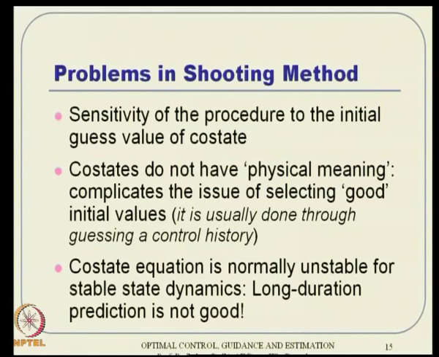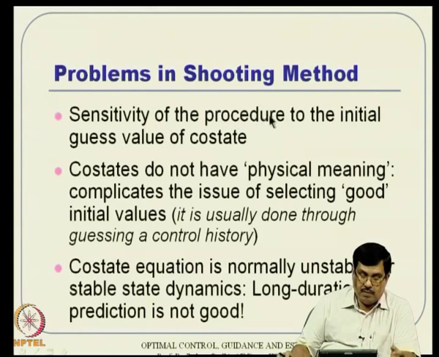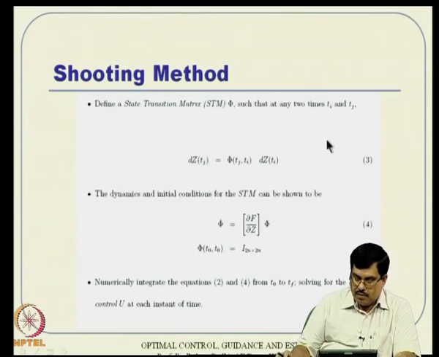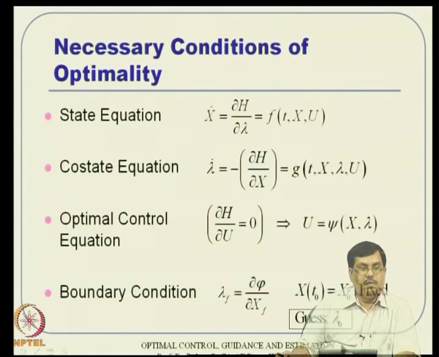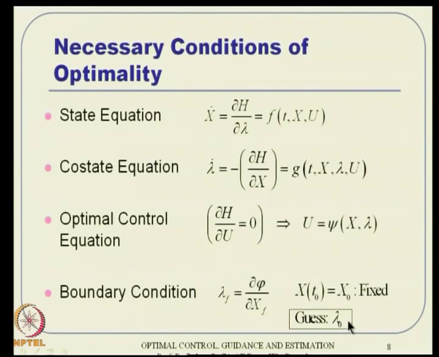Now, there are several problems in this method. First of all, as you might have noticed, this particular method is in general sensitive. I mean, the sensitivity of the procedure to the initial value of the co-state becomes a major issue here, and that is very apparent also. Like if you guess a wrong value of lambda 0, it turns out to be sensitive.